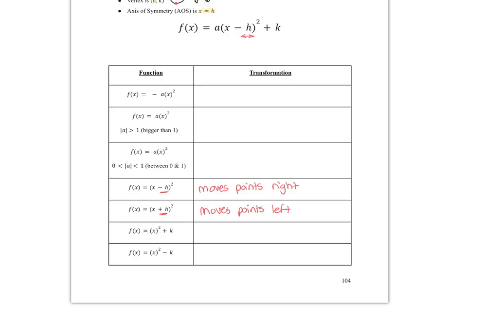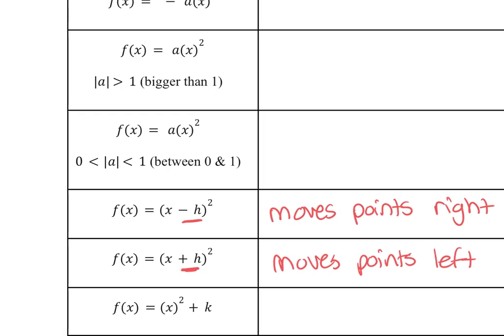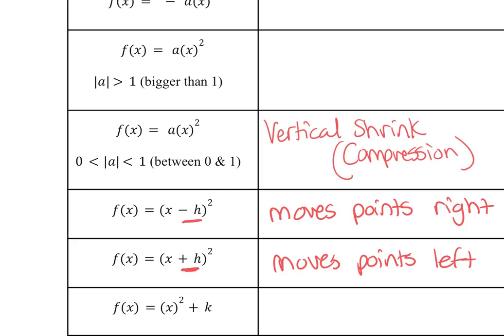So let's turn the page, and we're going to find that A value when it's less than 1, because 1/2, right? So when our A value right here is between 0 and 1, the absolute value. I don't care if it's positive or negative. This is going to vertically shrink. If you want to say compress, that's fine. Vertical shrink, vertical compression. Okay.